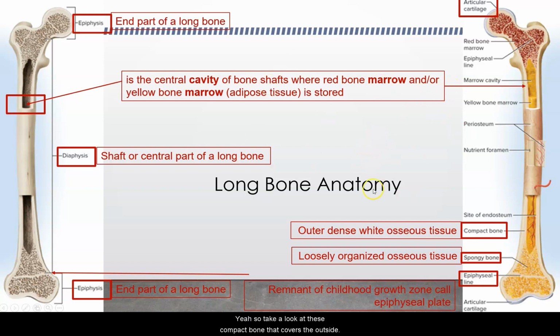So take a look at these. Compact bone covers the outsides, right? And the spongy bone is the insides of the ends of long bones.